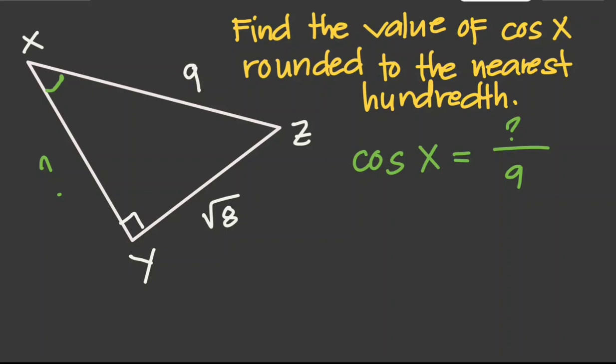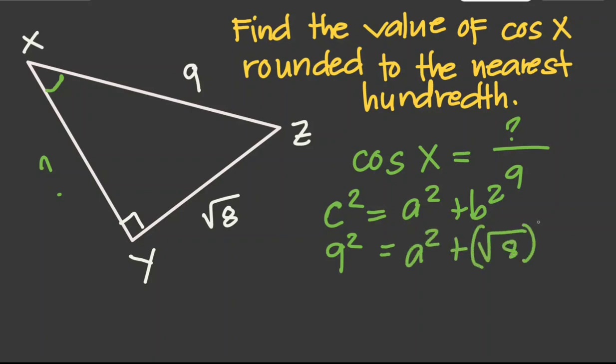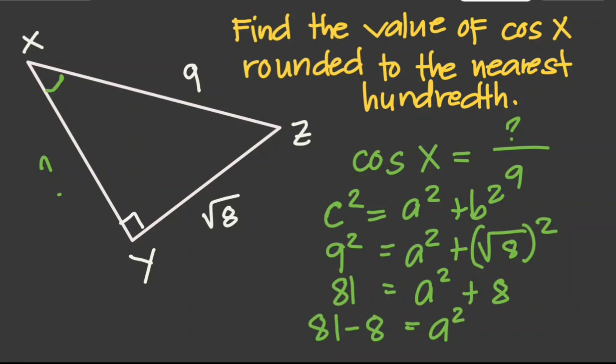So we can use the Pythagorean theorem here. C squared equals a squared plus b squared. So this is 9 squared plus square root of 8 squared. So this is 81 equals a squared plus 8. So this is just 81 minus 8 equals a squared. Then a is just equal to square root of 73.